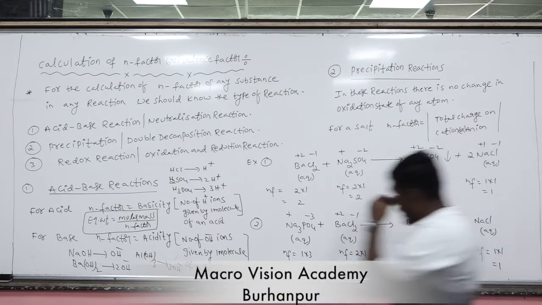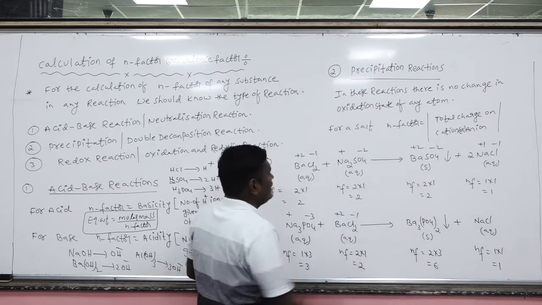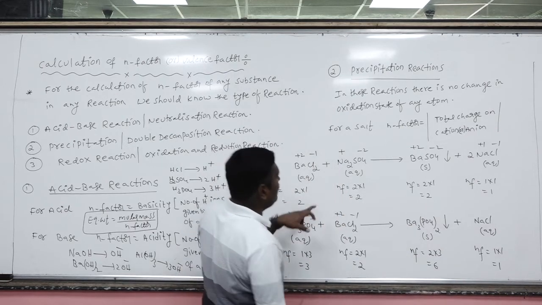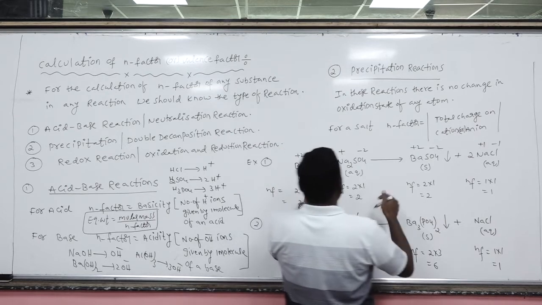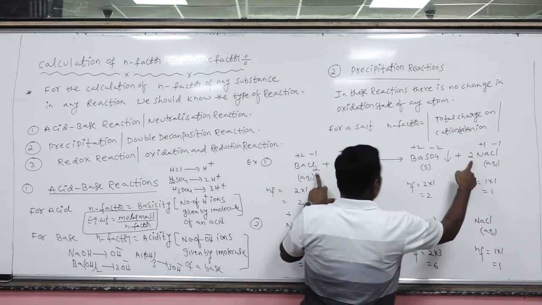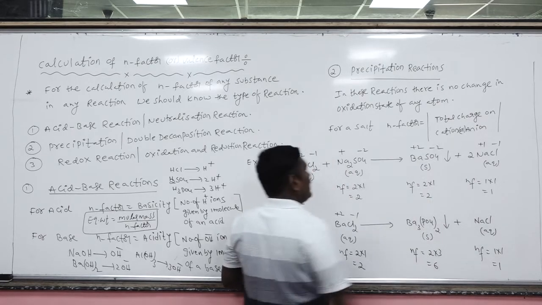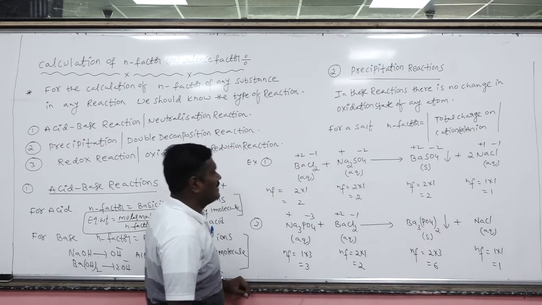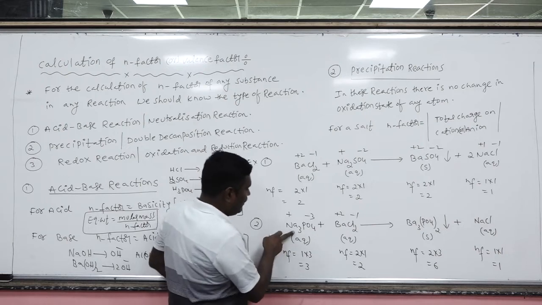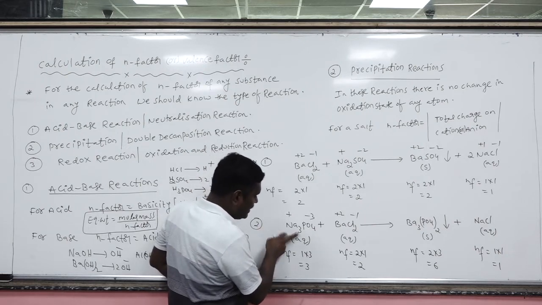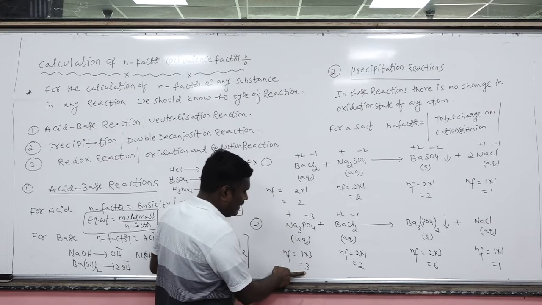Now remember, this reaction is not balanced. If you want to balance the equation, 2 Cl is there, so sodium atoms are 2. This is completely balanced. Come to this equation. Sodium valency 1, number of sodium atoms are 3. So the total N factor is 1 into 3.